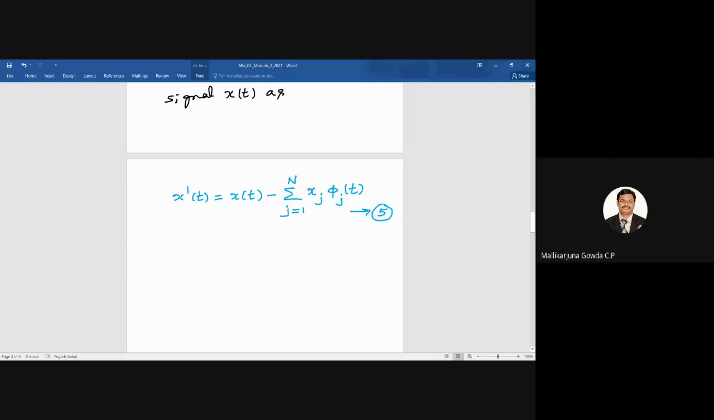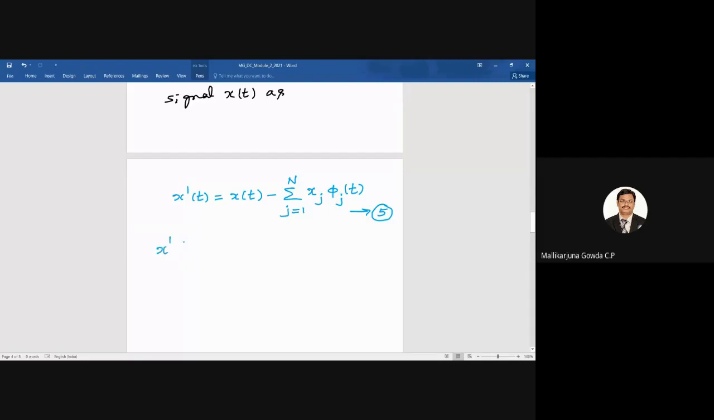I have considered the new stochastic process x dash of t and its sample function I denoted as small x dash of t. I am relating that to the received signal x of t like this: x dash of t is equal to x of t minus summation j is 1 to n xj phi j of t. Now let me substitute the value of x of t as well as xj in this equation. I know what x of t is, that is my equation 1, and xj is equation 2.